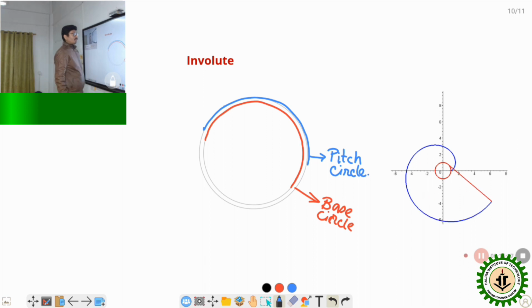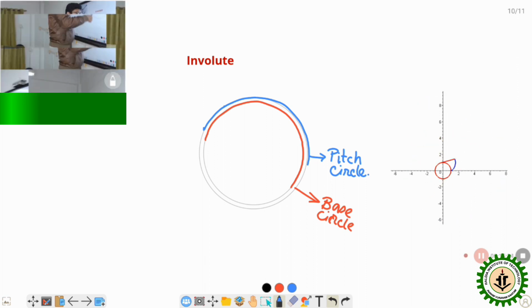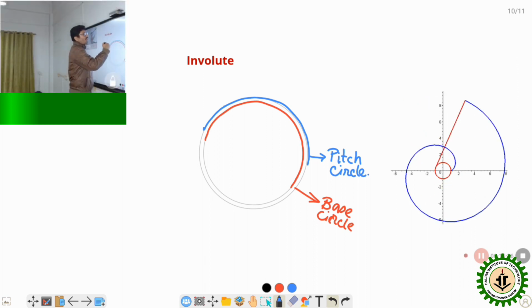Now from where will we start the involute? We will start drawing the involute from the base circle. Think that we have wrapped a thread over the base circle. There is a drum with the diameter of the base circle, and we have wrapped a thread over it, and we are unwrapping the thread, keeping it straight.